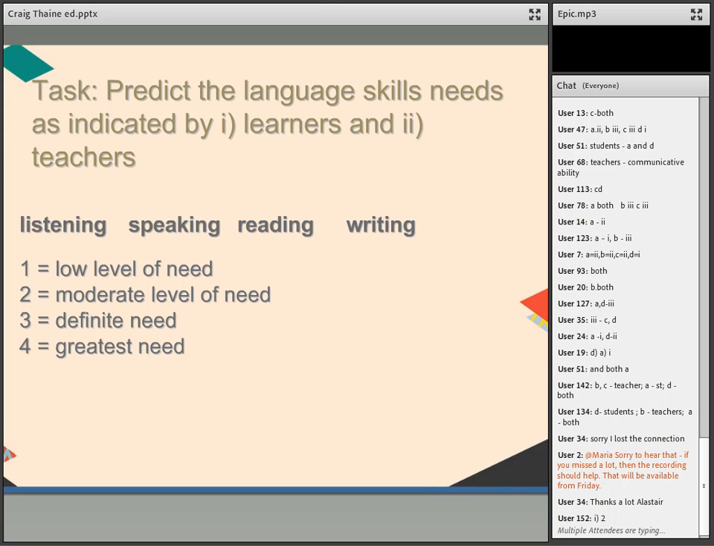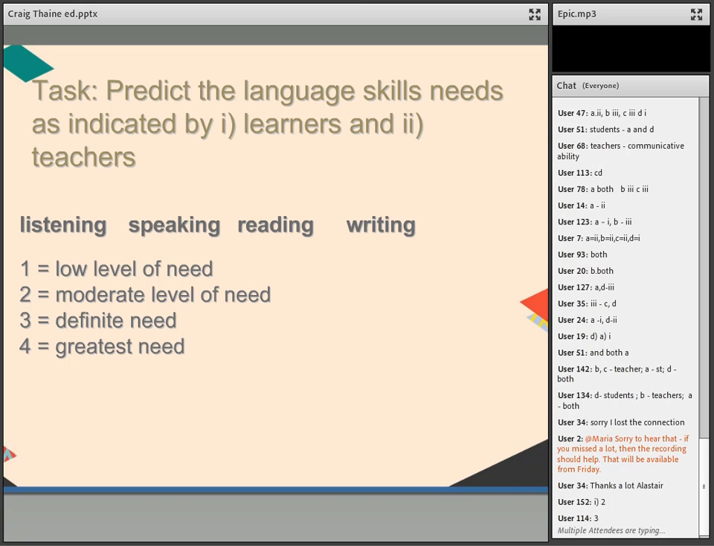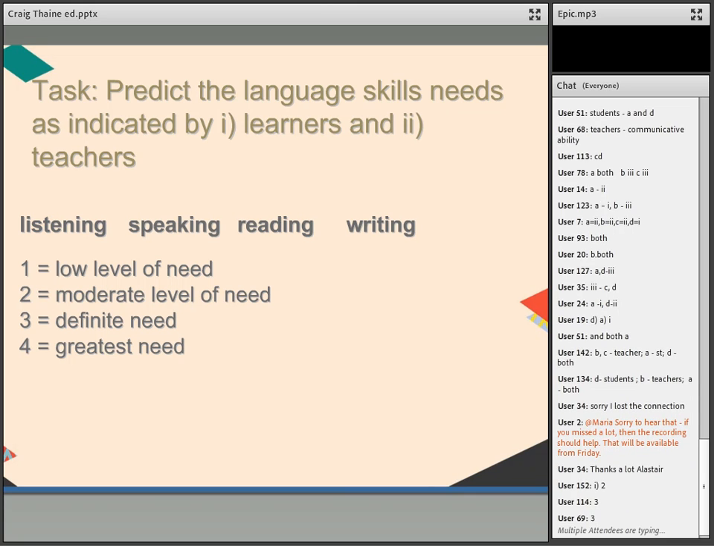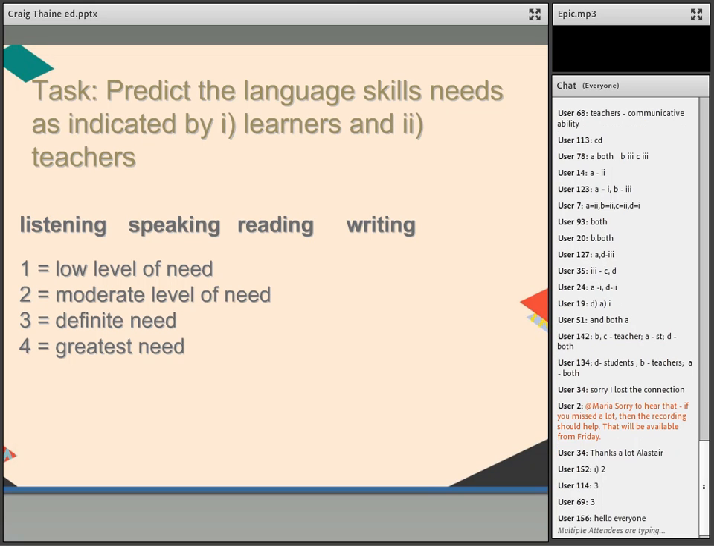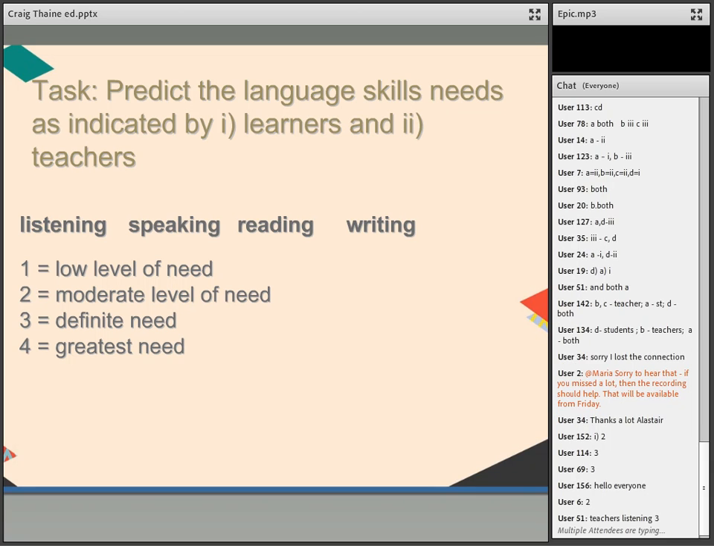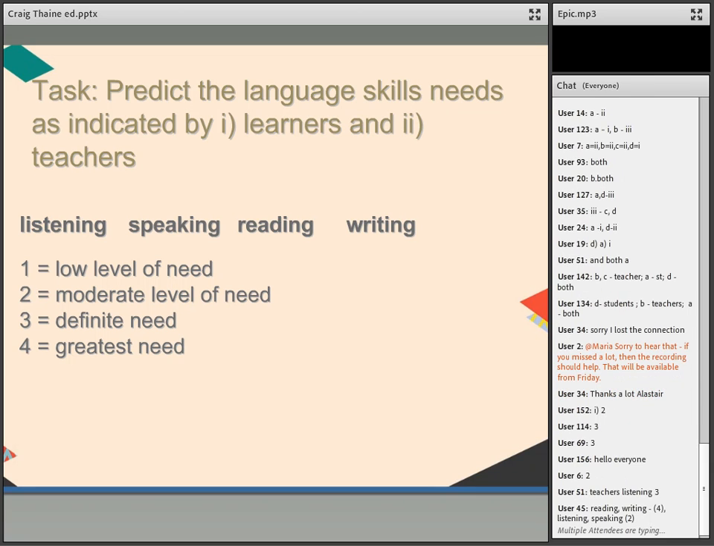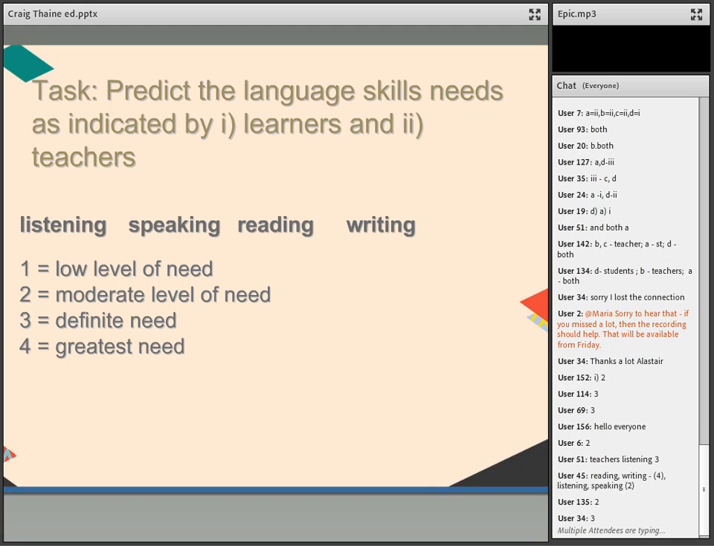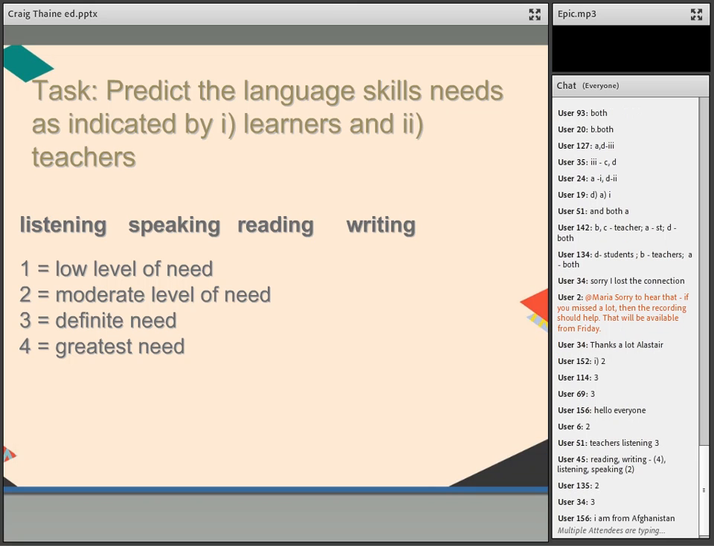So if you could now type into the chat your answers for both learners and teachers in terms of language skill needs. We'll just need a little bit of time for people to type, because there's a little bit more typing to do with this particular task.